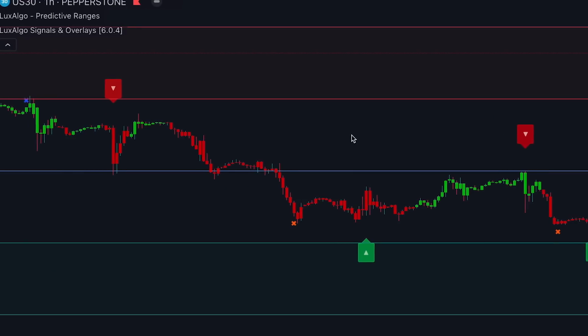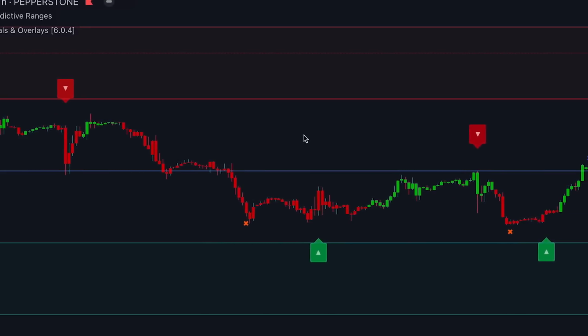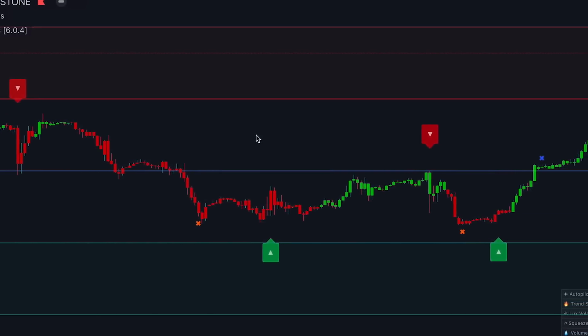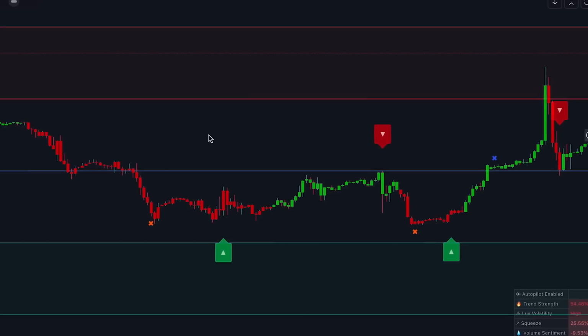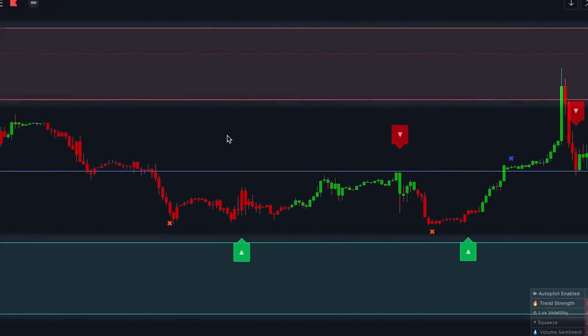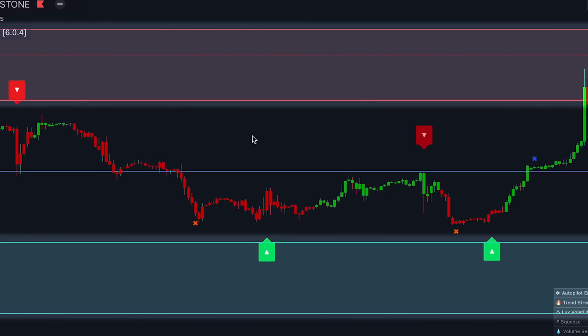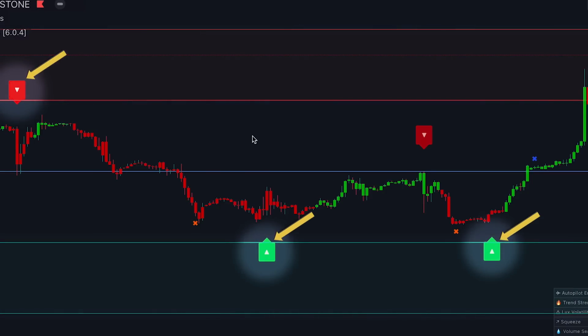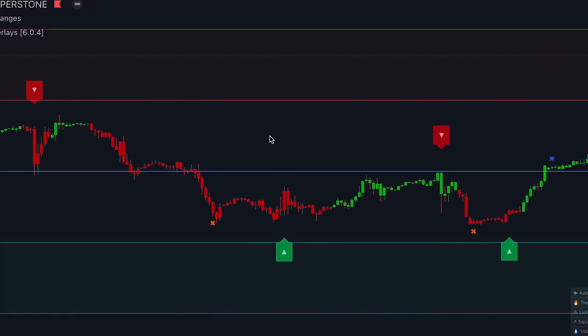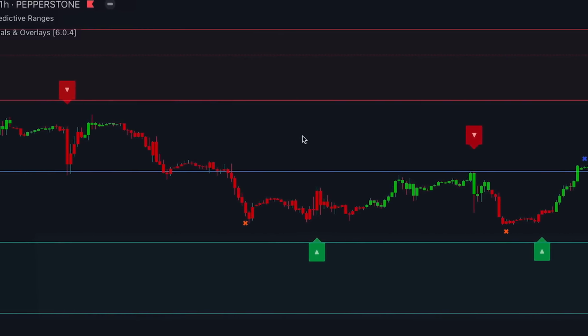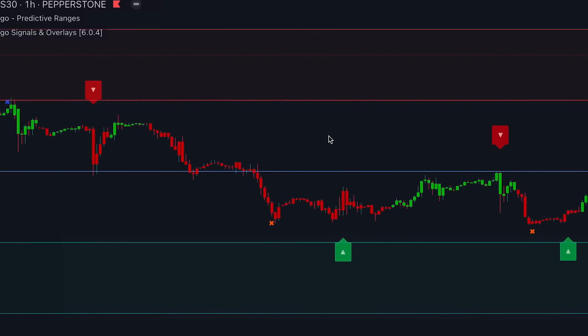The second strategy, my personal favorite, utilizes the LuxAlgo signals and overlays indicator alongside the predictive ranges. By waiting for price to enter the upper or lower predictive range and then watching for a signal from the signals and overlays indicator, traders can effectively identify market tops and bottoms for executing profitable trades.